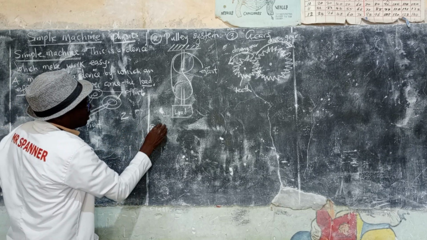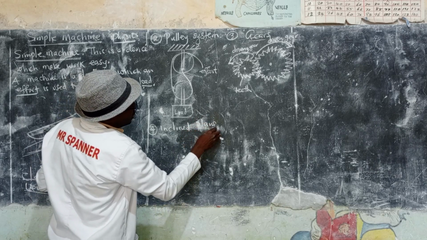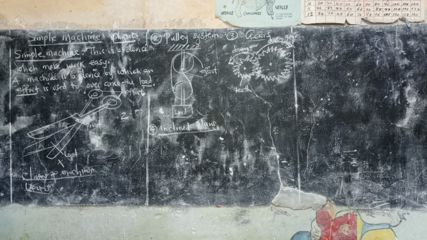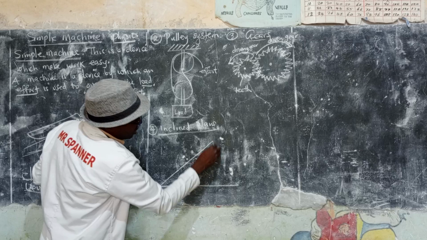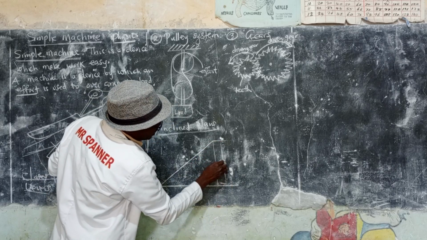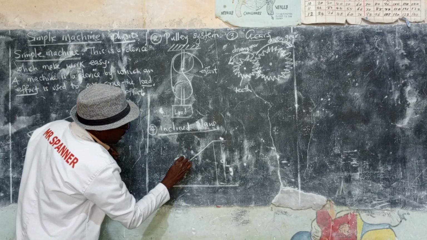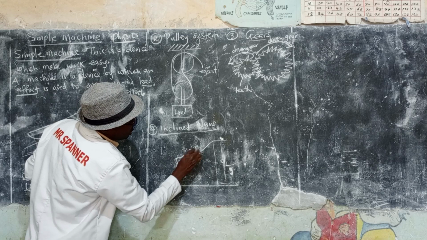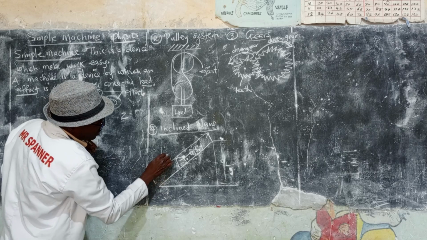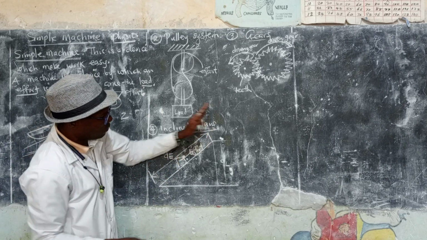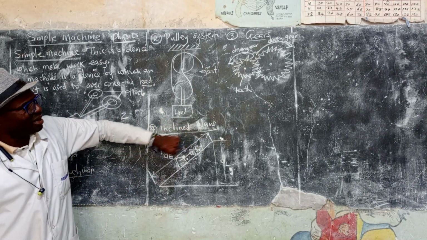Then the fourth one is what you call the inclined plane. Okay, there's another one which is called the inclined plane. On the inclined plane, the distance moved by the load is here, while you're applying the effort going this side. That means from there up to here is the distance moved by the effort, and this is the distance moved by the load. So this is another type of machine.